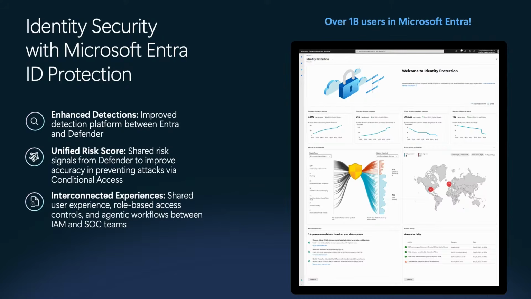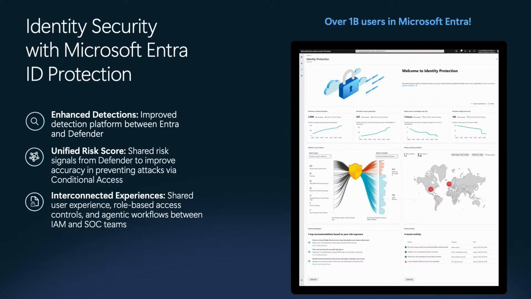We've enhanced our detections between Entra and Defender to be able to have the most comprehensive view on hybrid-based identity attacks. And that directly feeds in to our next section, which is the unified risk score. This is shared risk signals from Defender and Entra to improve accuracy in preventing attacks across conditional access. And the best part is you just get this capability as you add more defenders into your landscape.